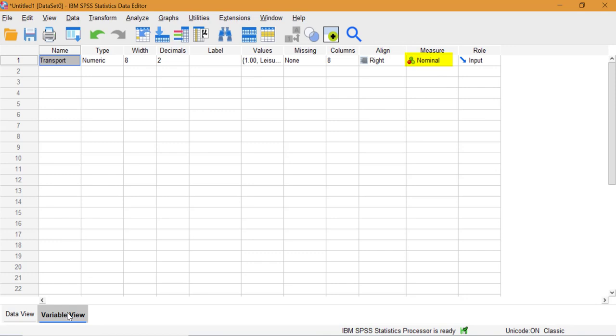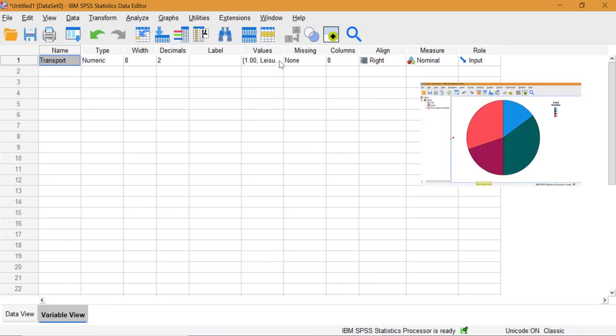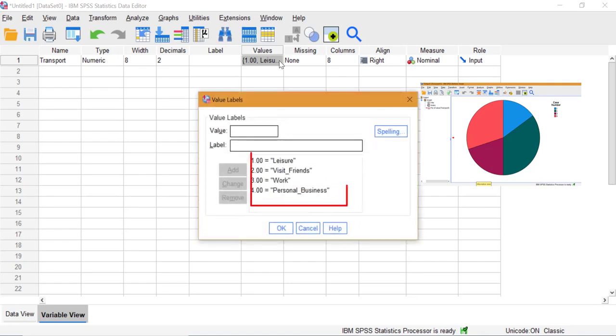Nominal variables, also called categorical variables, can be placed into categories. They don't have a numeric value, and so they can't be added, subtracted, divided, or multiplied. These types of variables also have no order, and they're often displayed on a pie chart. As you may be able to tell from this example, the categories here don't have a numeric value. They can be assigned numbers, but the variables themselves, leisure, visiting friends and relatives, work-related travel, those are not numeric. The variables here don't have any order to them.